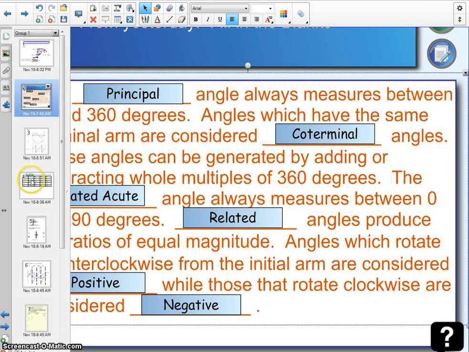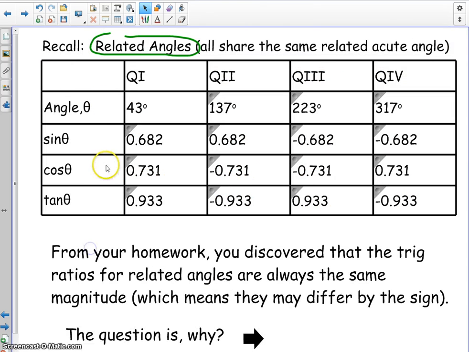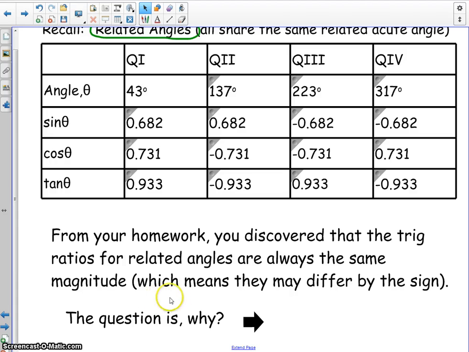We've just found all the trig ratios for these 4 related angles, and again, shown that all the ratios have the same magnitude, whether they're positive or negative. So they may differ by the sign, but other than that, the magnitude is going to be the same. So I guess the question is, why do you think this happens?